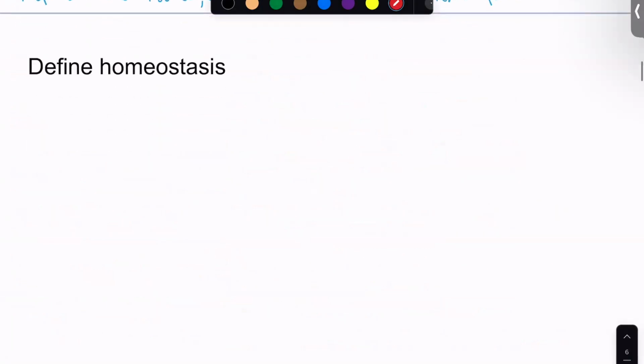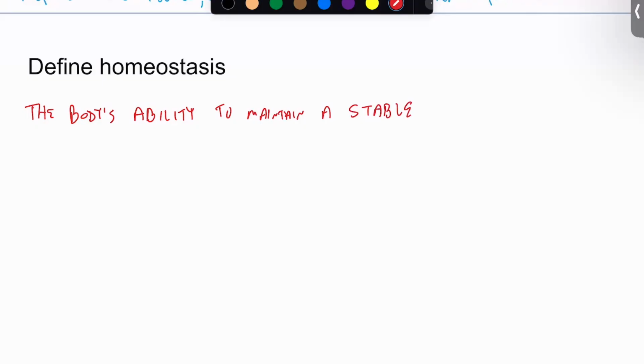The next one is to define homeostasis. So it's going to be the body's ability to maintain a stable internal environment despite external changes.